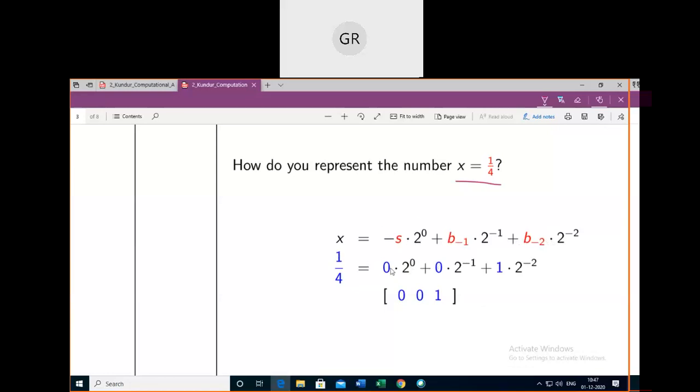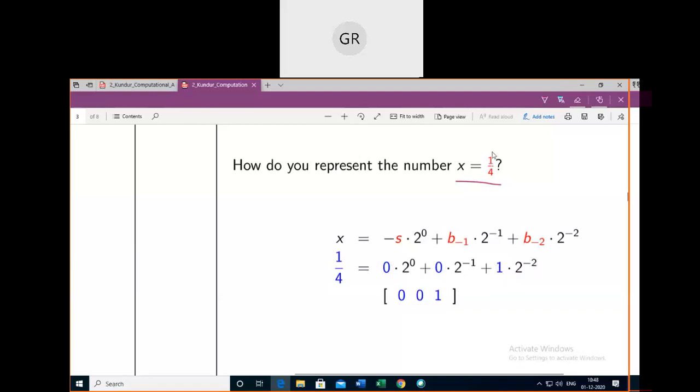See, I will write this one in the number format. s is for a positive number, and 1 divided by 4 is a positive number, so I will write 0. Then b of minus 1 is 0. I'll make b of minus 2 as 1, because 2 raised to minus 2 is 1 divided by 4, right? Then 1 divided by 4 is equal to 0 0 1.